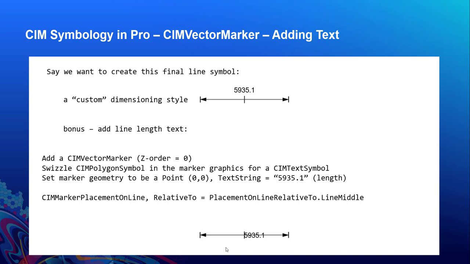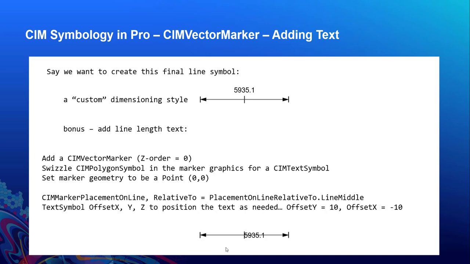So it's not quite right. The text is directly over the line, but we actually want it offset. We want it offset and kind of centered above that middle hash. So again, number of ways to do this. I'm actually just going to use the text symbol offset. It has 3 offsets for X, Y, and Z. So lots of options with the CIM. I'm going to set an offset Y of 10, offset X of -10, and that will position the text in our final position like so.